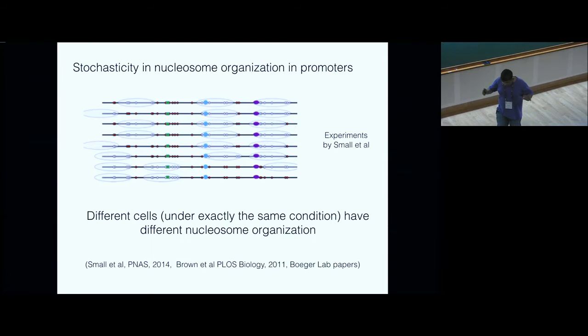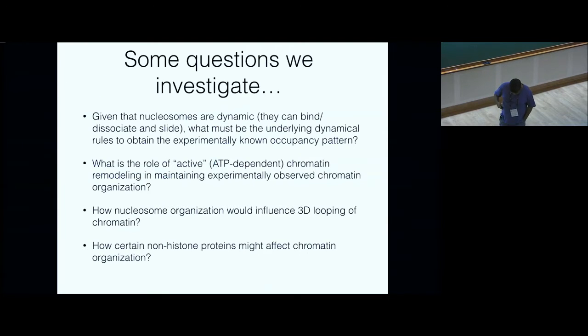So even though the cells are under exactly the same condition, the nucleosome organization is slightly different, which would imply that stochasticity plays some role in nucleosome organization in promoters and in other regions. So this is also very interesting for a physicist. And based on this, we thought about it and did some work where we asked some questions.